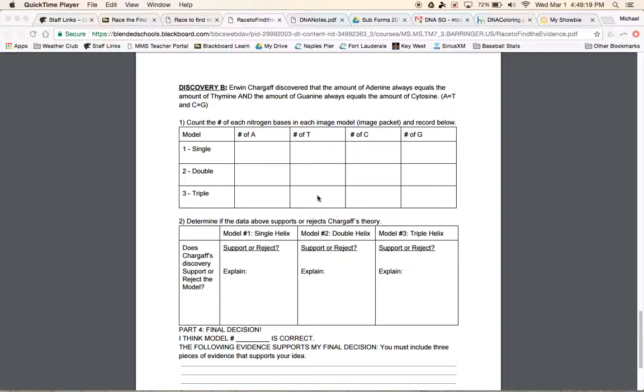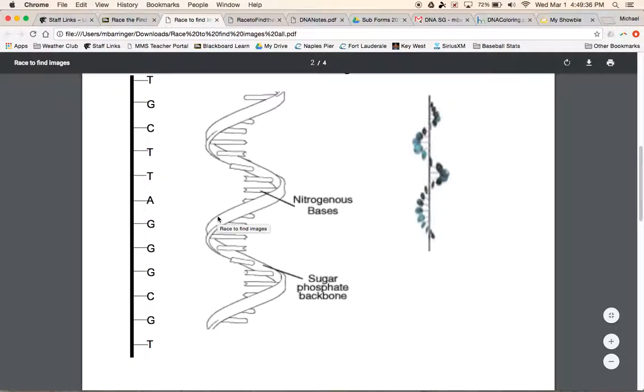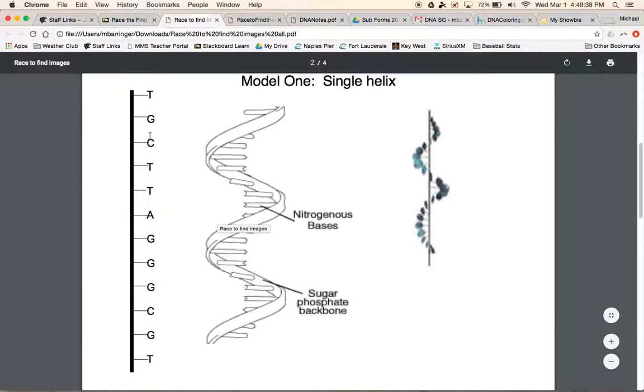And so we look at Erwin Chargaff, who discovered that the amount of adenine always equals the amount of thymine, and the amount of guanine always equals the amount of cytosine. So in other words, A is equal to T, and C is equal to G. So what you need to do is go to your different models, and you need to count the A's, the T's, the G's, and the C's.